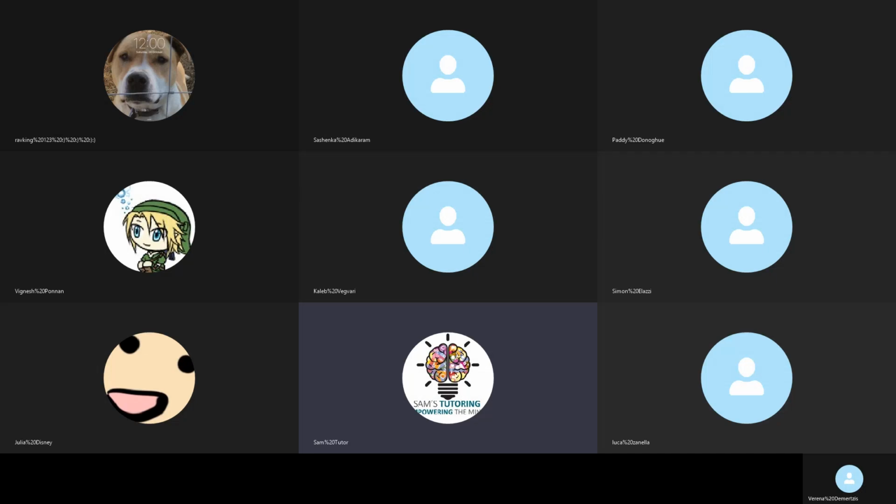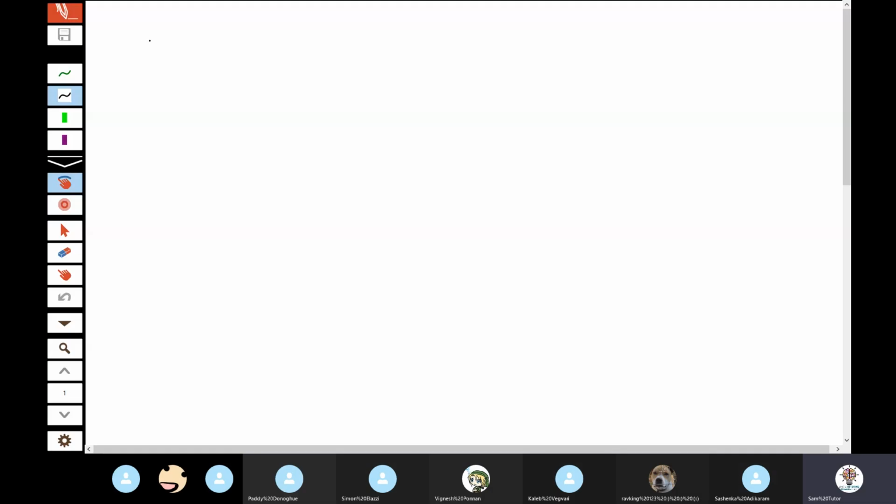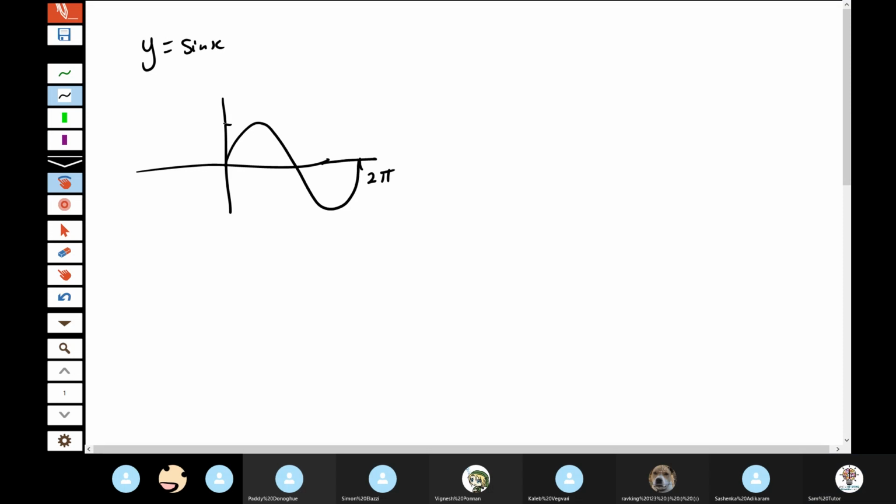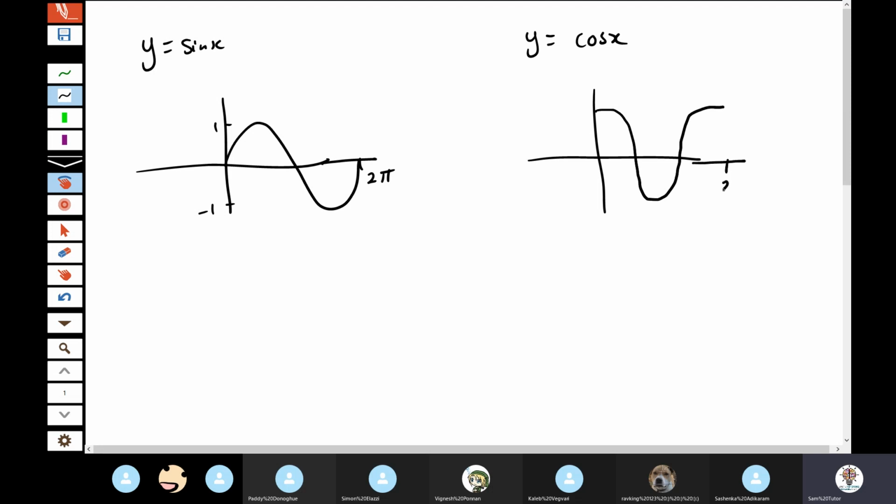Okay, so we've got y equals sin x. Y equals sin x looks like this. We've got y equals cos x. Cos x looks like this. Is it lagging? Oh, good. So sin x looks like that, cos x looks like that.